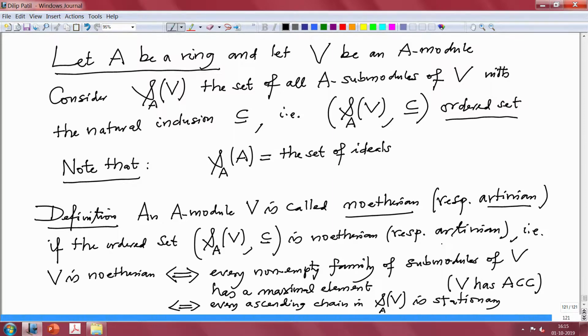And now similarly we have to spell out for the Artinian. Artinian means then, so here if you permit me to write Artinian, then I will write every non-empty family of submodules has a minimal element, instead of maximal I have to write minimal, and instead of ascending I will have to write descending. And instead of ACC I will have to write DCC. All right.